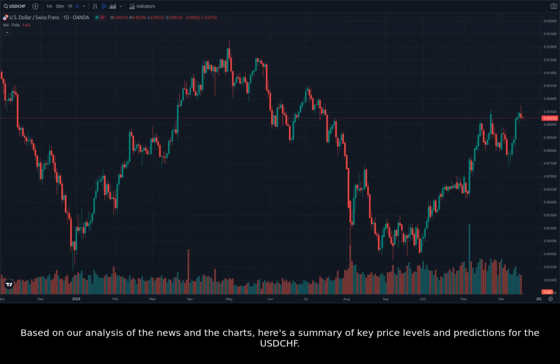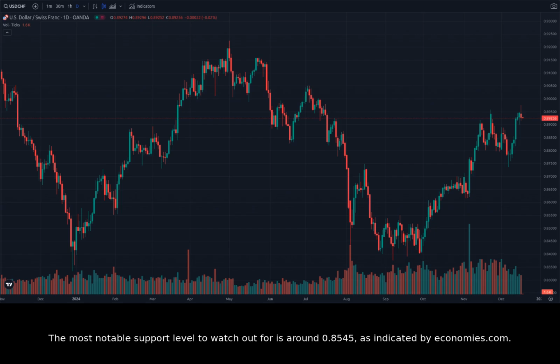Based on our analysis of the news and the charts, here's a summary of key price levels and predictions for the USDCHF. The most notable support level to watch out for is around 0.8545, as indicated by economies.com. A break below this level could trigger a further drop in the price.